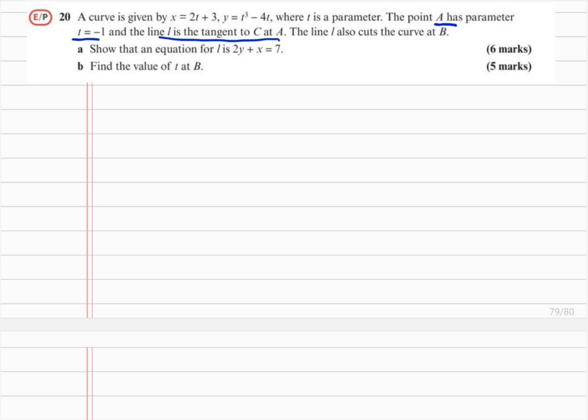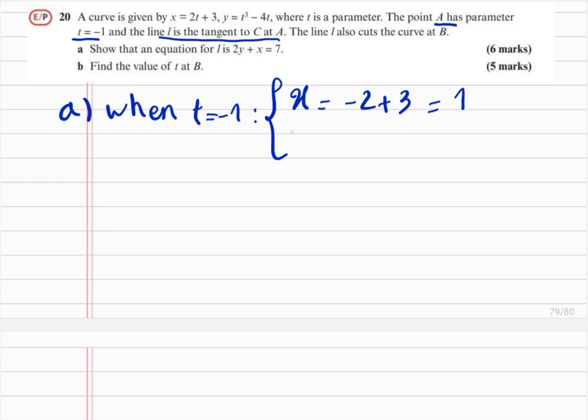Okay, so let's do that here. We want to substitute when t is equal to minus 1. Then x is equal to minus 2 plus 3, which is 1. Y is equal to minus 1 cubed, which is minus 1, and then minus 1 times minus 4, which is 4, and that's 3. So the coordinates of A is basically 1 and 3. So this is the coordinates of A.